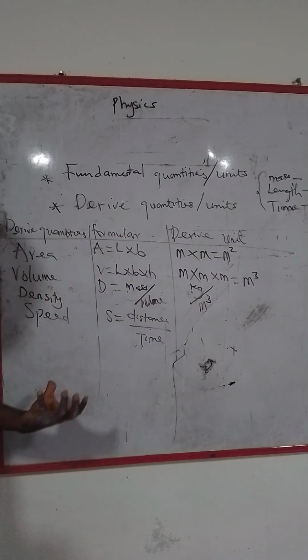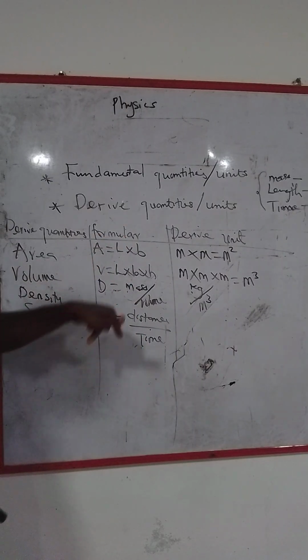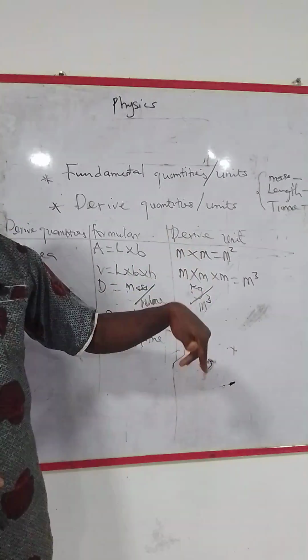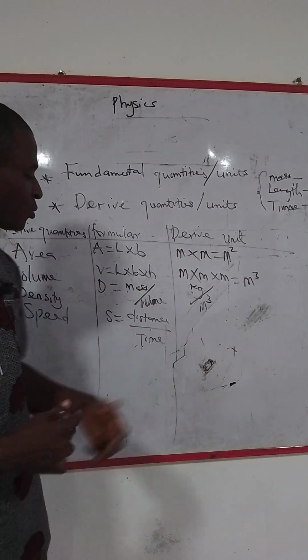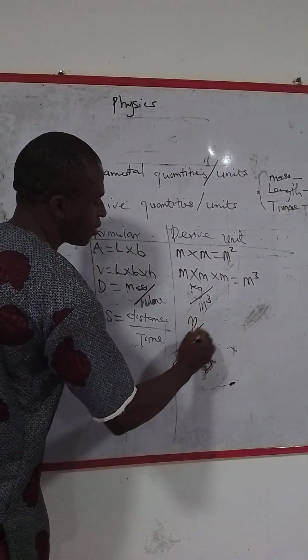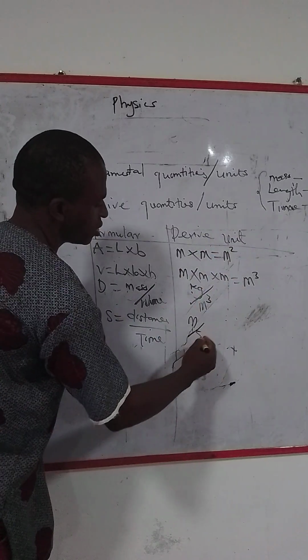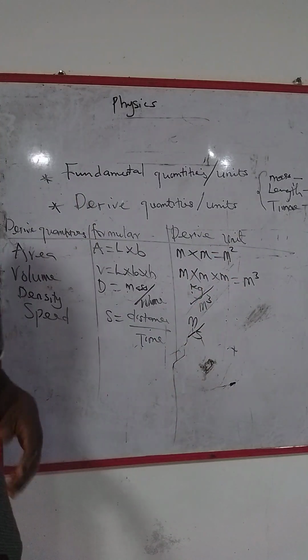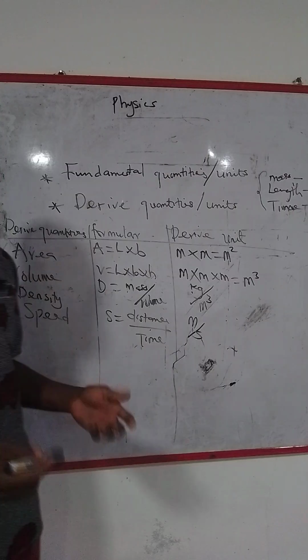Formulas of the respective quantities. And now we're talking about their unit, deriving their unit based on the formula. Here we now have meter. What's the unit of time? Seconds. That's why we say meter per second is actually the unit of speed.